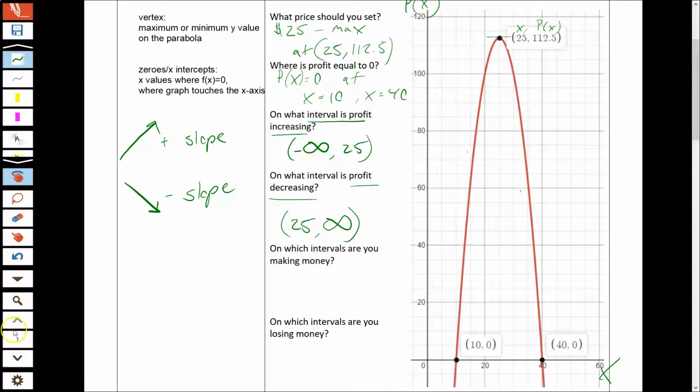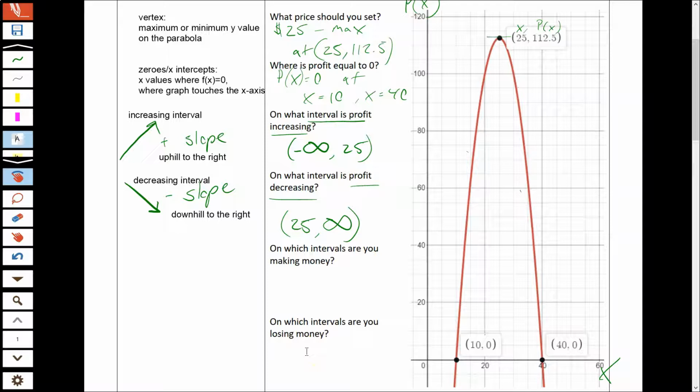Okay, so these are called increasing and decreasing intervals. I like to connect these ideas to the idea of slope, which you are familiar with, and of going uphill versus downhill as we travel to the right, even though we live in possibly the flattest city in the world. Okay, on which intervals are you making money and which intervals are you losing money?